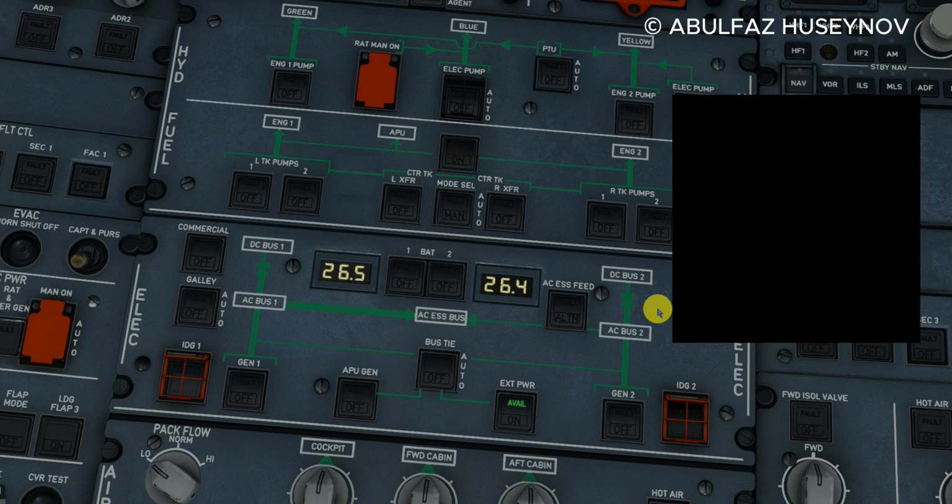Let's start by turning on the batteries. The batteries supply our plane with initial 28 volt power. The batteries provide essential power for pre-flight checks and emergency situations.